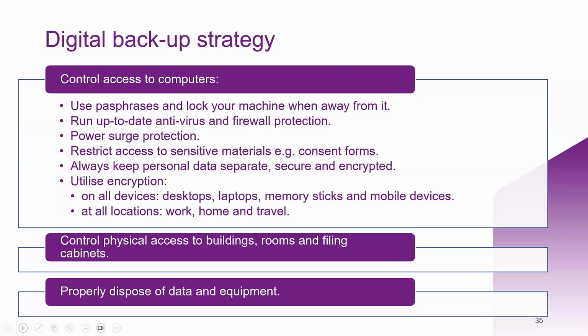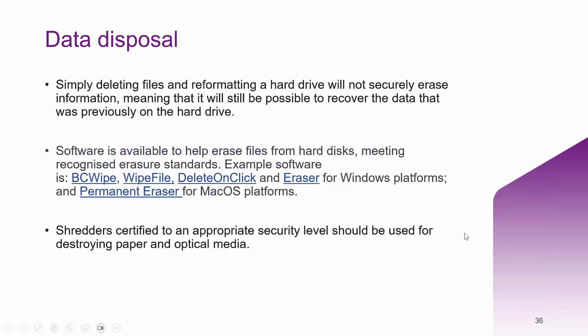Controlling physical access to buildings, rooms, and filing cabinets is needed. You might, for example, retain the consent forms for 12 months, 18 months in a file cabinet. Well, if that's the case, that file cabinet must be securely locked and access must be properly restricted. And of course, properly dispose of data and equipment as needed.